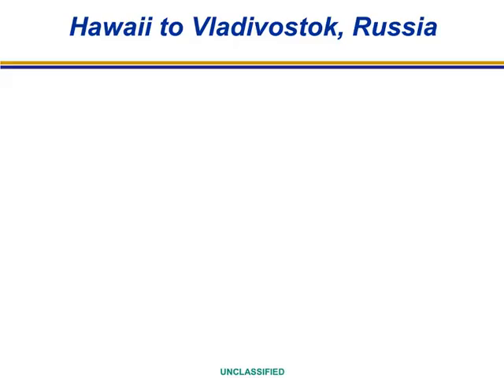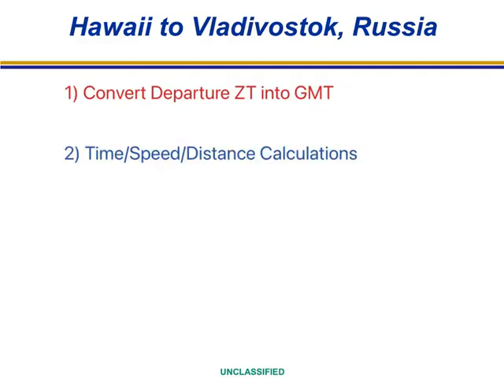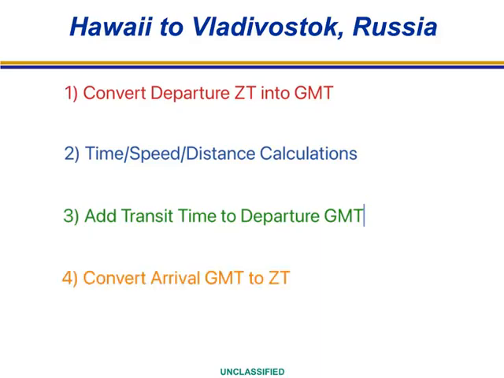So for this way, one of the many ways, we break it down into 4 different steps. The first thing we're going to need to do is convert our departure zone time into GMT. Once we've done that, we'll do our time, speed, distance calculations to figure out how long it's going to take us to transit from point A to point B. After that, we'll add that transit time to our departure GMT, and that will tell us what time we'll arrive in Vladivostok in GMT. And finally, we'll take that arrival GMT and we'll convert that into the zone time of Vladivostok. In our next video, we'll be tackling that first one. We're going to convert the departure zone time into GMT.